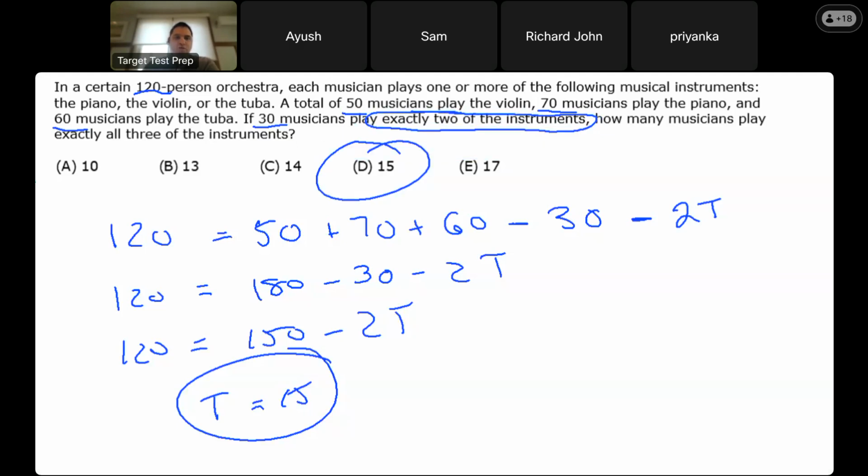So you just got to get this memorized. If you're using TTP, it's easy to see it once you practice this enough. Yeah, so that's the deal. Any questions about this?